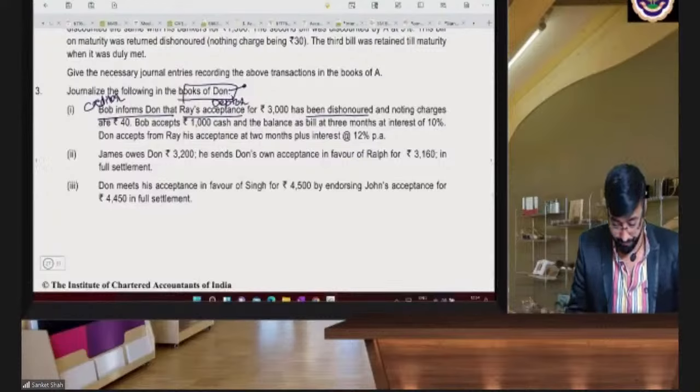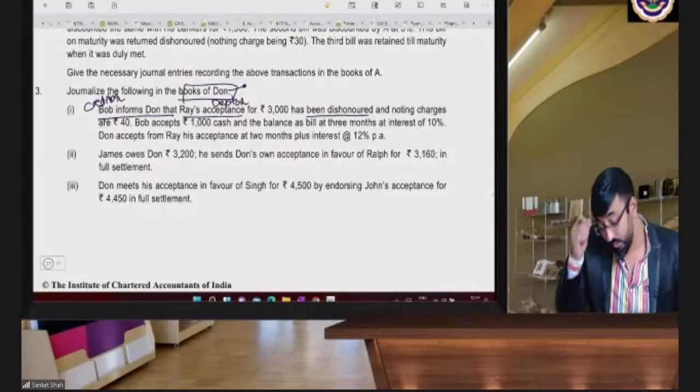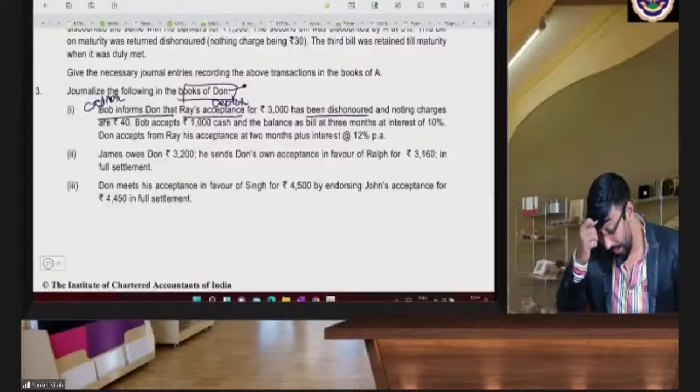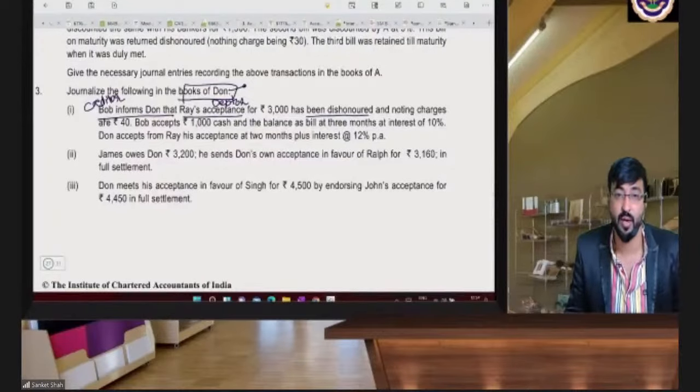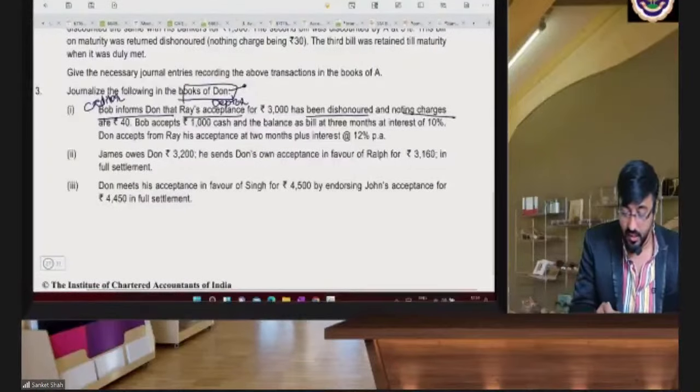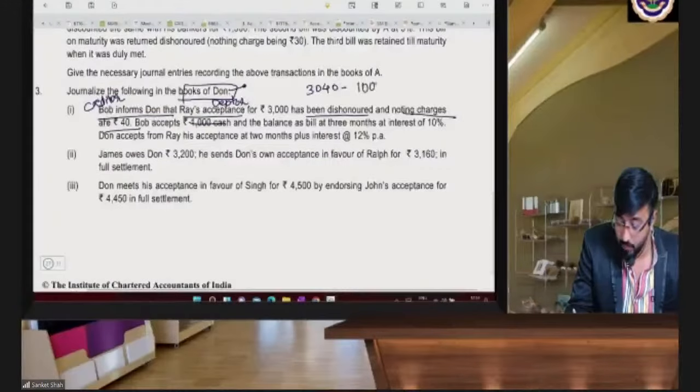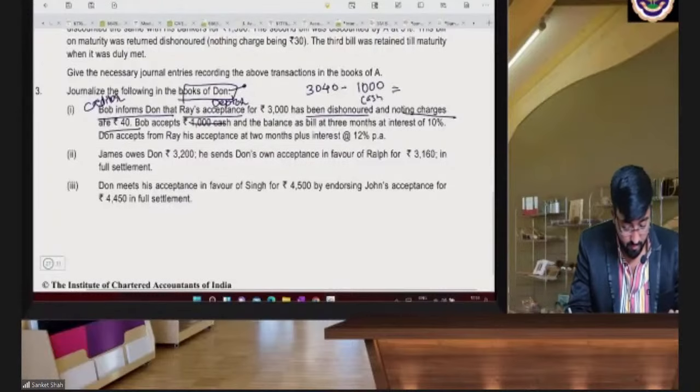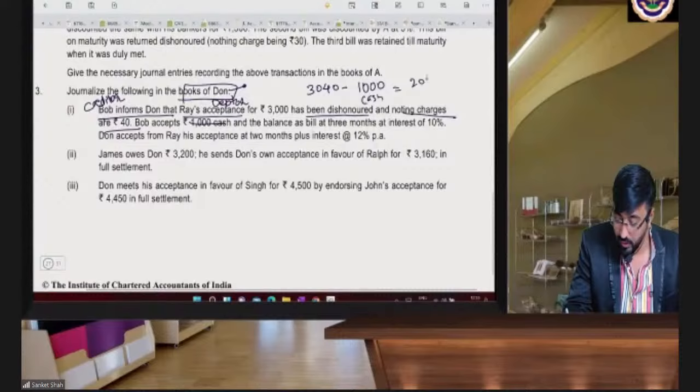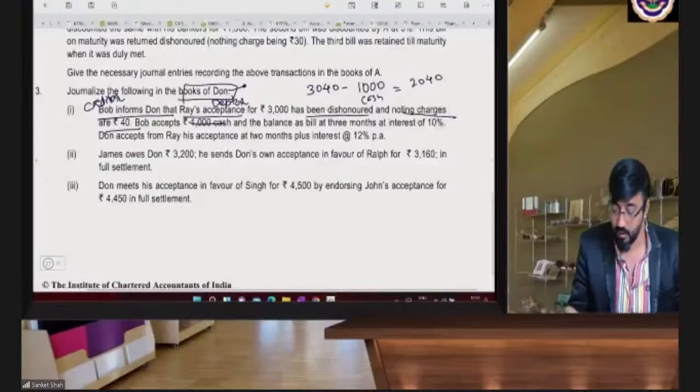Ray is a debtor, and after dishonor of this endorsed bill, debtor account debit to creditor. So Ray is a debtor and Bob is a creditor. Noting charges are also 40, and 1000 he paid in cash. So the total amount payable is 3040, out of which 1000 is paid in cash. So the total is 2040.